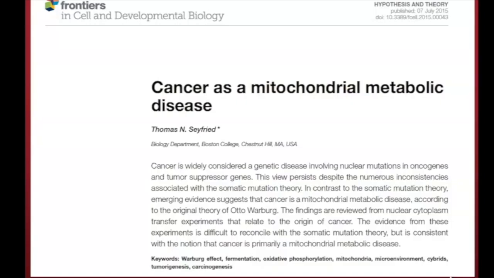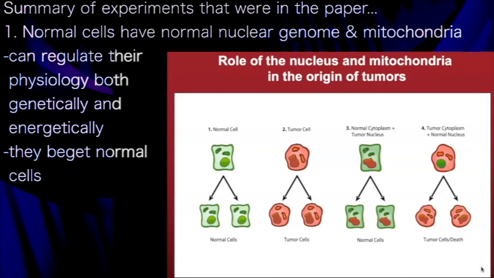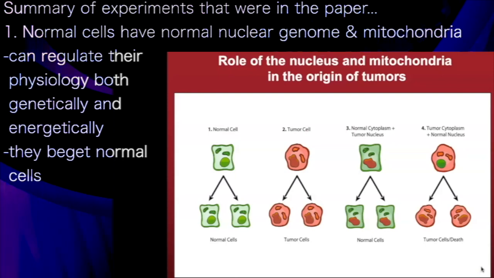genetic disease. And what I have done is publish this paper, Cancer as a Mitochondrial Metabolic Disease, in the journal Frontiers in Cell and Developmental Biology. And I encourage everyone to read this paper very carefully because it presents large amounts of data that specifically argue against the gene theory of cancer and in support of the mitochondrial metabolic origin of the disease. And this slide, this cartoon, simply summarizes the vast numbers of experiments that were presented in the paper.